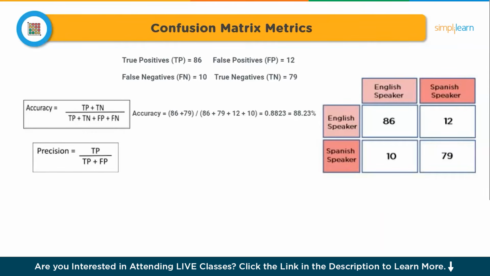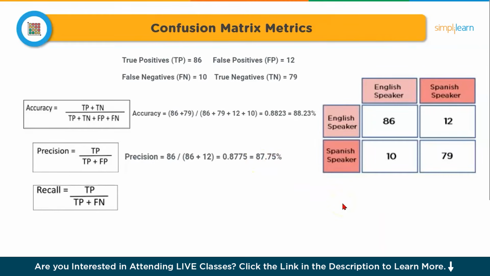The second one is precision. Precision is used to calculate the model's ability to classify positive values correctly. It is the true positive divided by the total number of predicted positive values. So this is the formula: true positive divided by true positive plus false positive. In this case, the value will come to 87.75%.